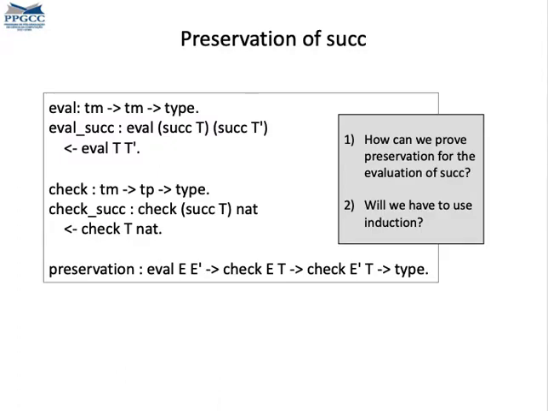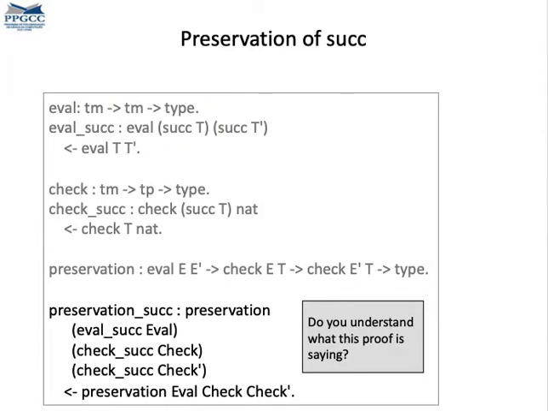If we use eval succ to evaluate the expression, then we know that this term has the shape succ of n. In this case, the only rule that can type check this term is check succ. Now we need to plug this fact into the theorem of preservation. How to do it? Here's the proof. Don't worry if it seems complicated. We shall go over the details.